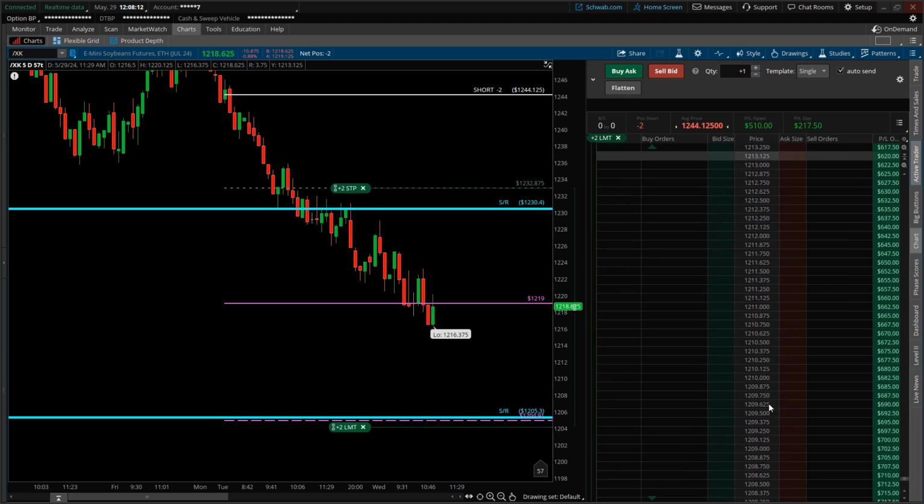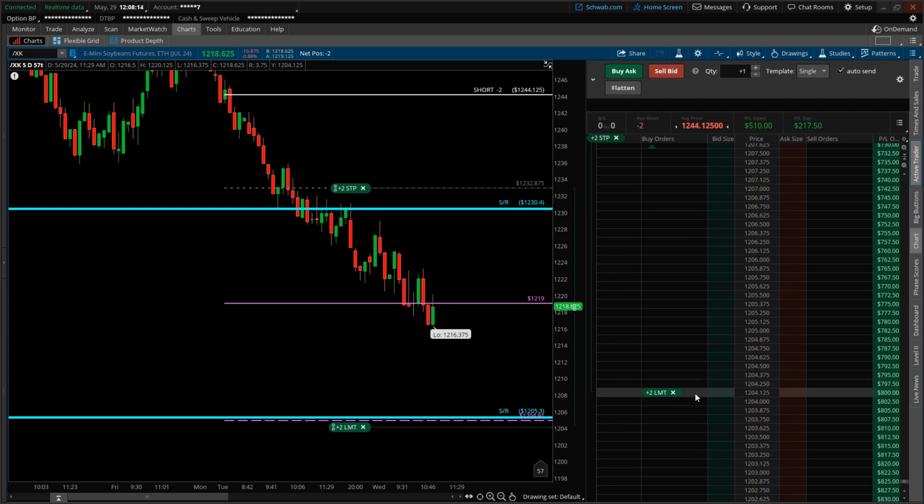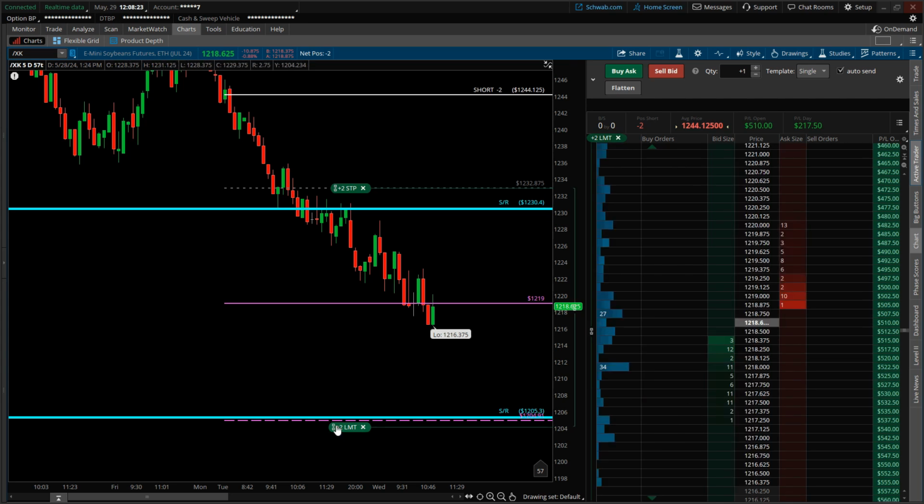So if I scroll down, that limit order is sitting right here at 1204, which is pegged to an $800 profit potential. So I don't think I'll walk it down any further. I think I'll leave it here, provided that price does manage to break below this next support level sitting at 1205. So I'll go ahead and pause it again, and I'll pick it up accordingly.